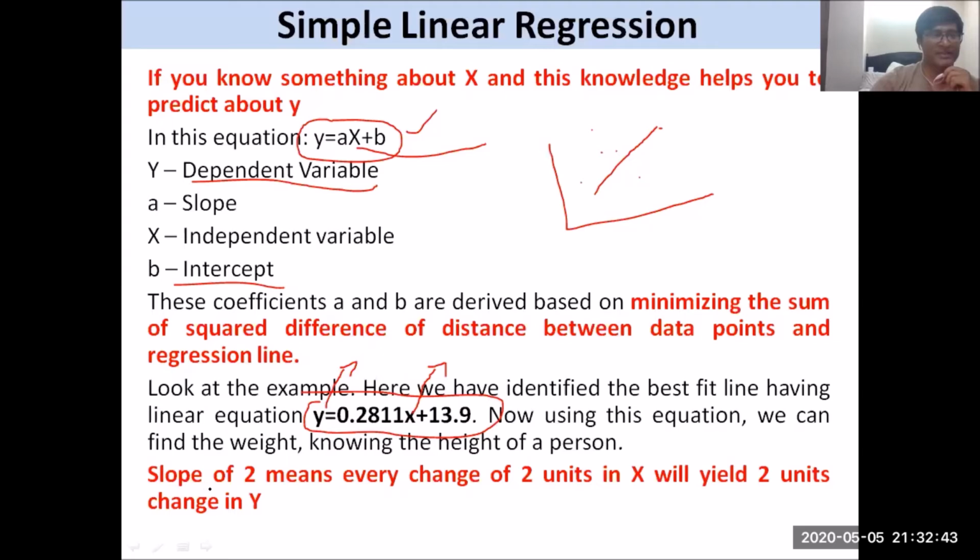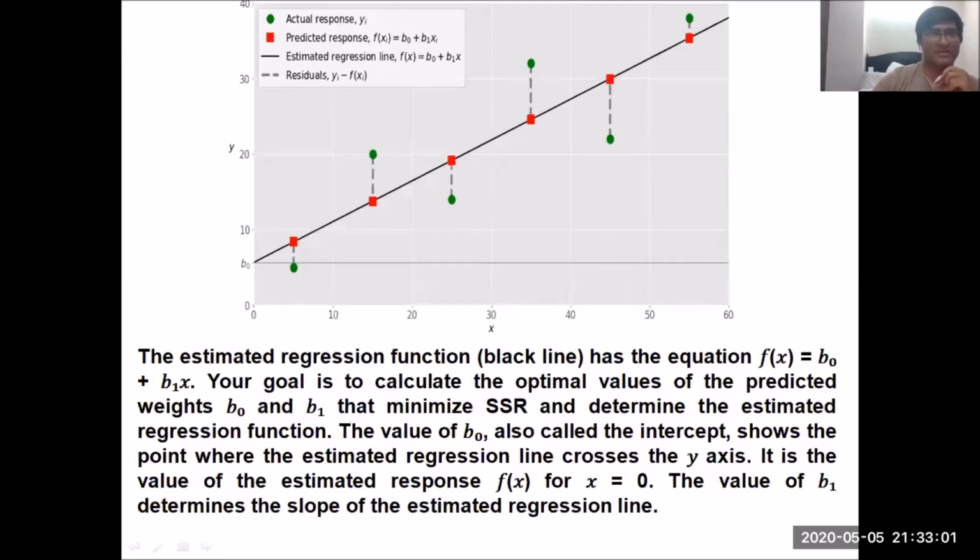Over here, you can see, for example, a slope of 2. If I get a slope of 2, what it means is that every change of 1 unit in x will yield 2 units of change in y. That is what it means when we say we have a slope of 2, right? So this is how a linear regression model might look.